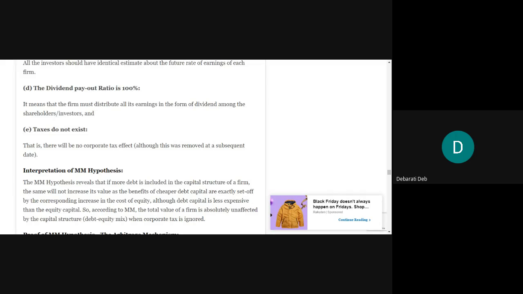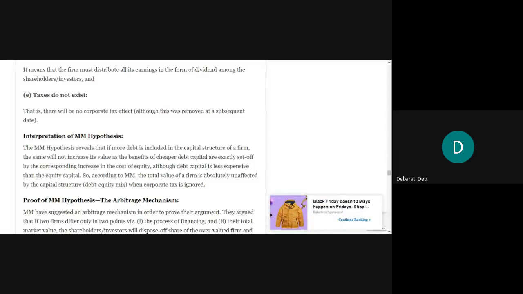It says that whenever the firm distributes its earnings in the form of dividend, they must distribute everything. They cannot keep anything as reserves and surplus. So the dividend payout ratio should be 100%. And the last point: taxes do not exist. They say taxes do not prevail.